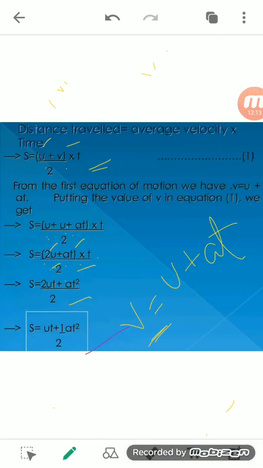Ut plus half at square. So this is the second equation of motion, whereas this is the distance traveled. So this second equation of motion is used to calculate the distance traveled by a body in time t. This equation helps in solving a lot of numerical problems.